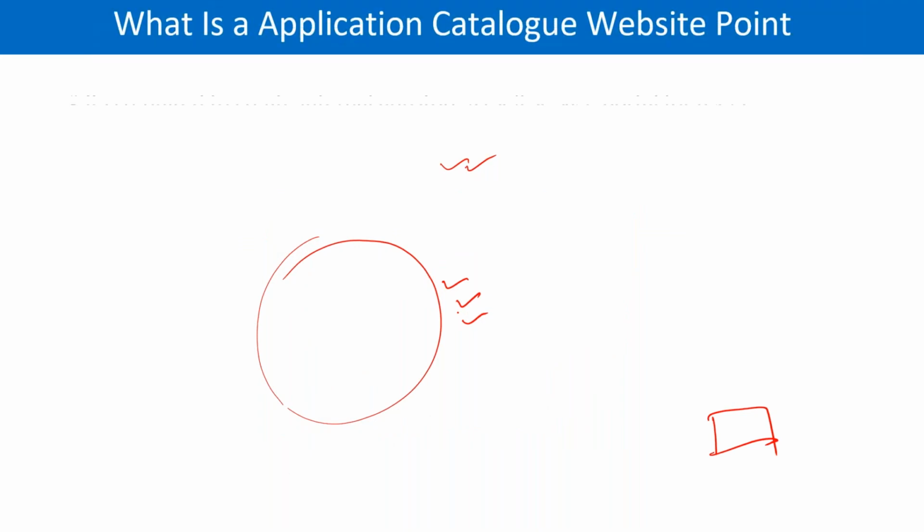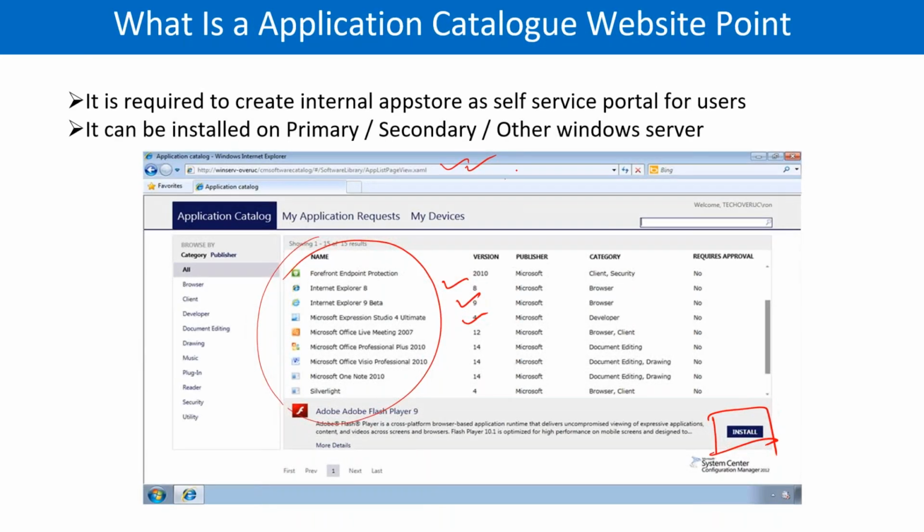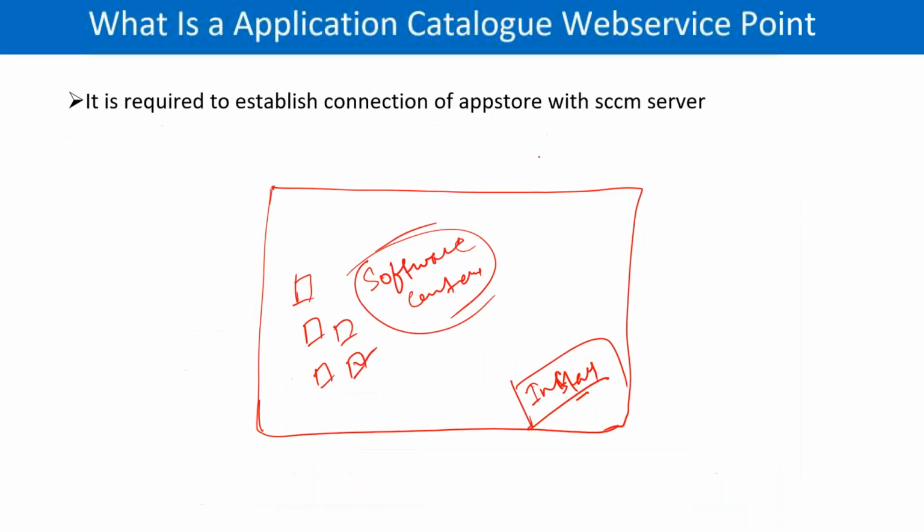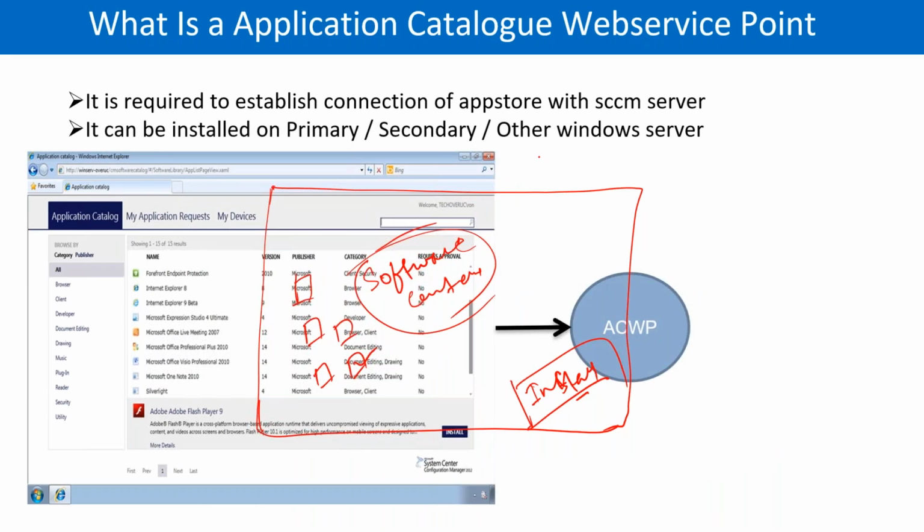So there are two roles we have skipped. Application catalog website point, this is to create a website, this is decommissioned. Another, application catalog web service point, this is also decommissioned. Okay, so both of them are gone.